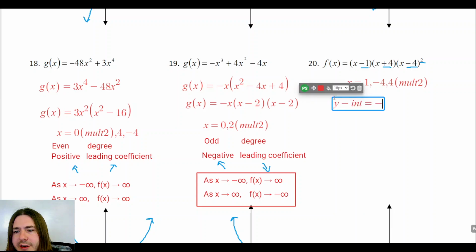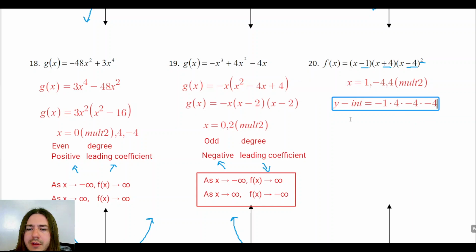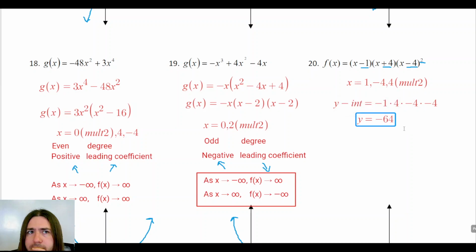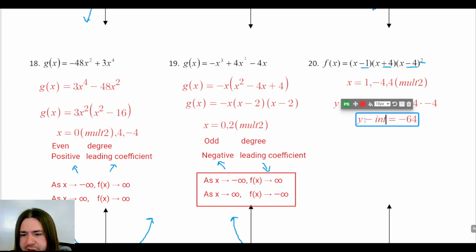it's going to be -1 times 4 times -4, twice. So -4 squared. And so my y-intercept is, let's see if I can do this. That would be -4 times 16, so that'd be -64, if I'm not mistaken. Yeah, 4 times 4 would be 16, times 4, yeah, 64. So the y-intercept is going to be -64.